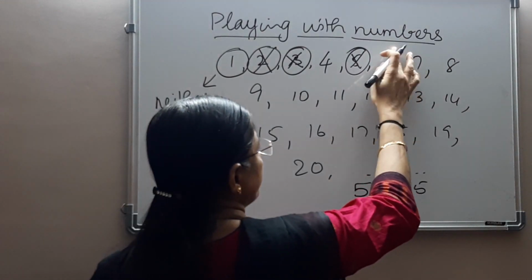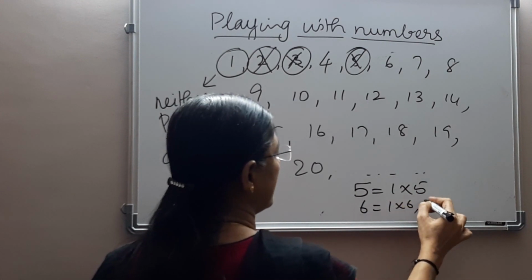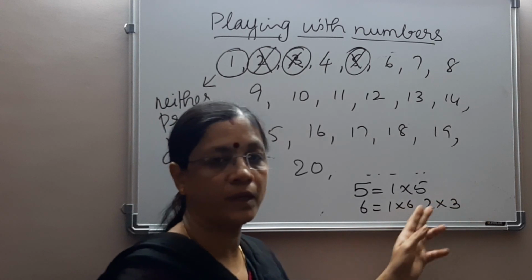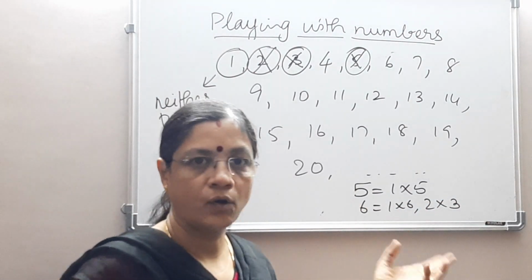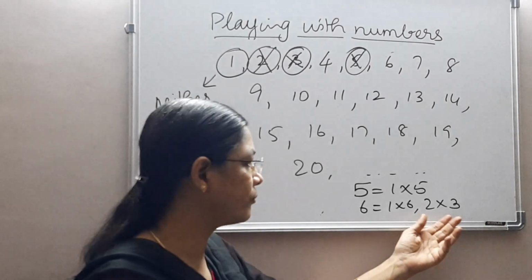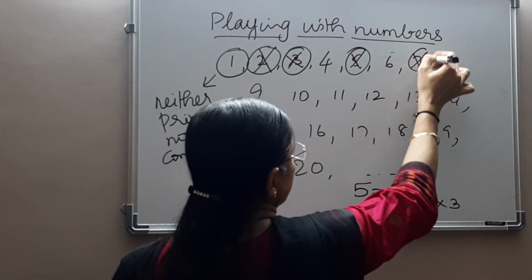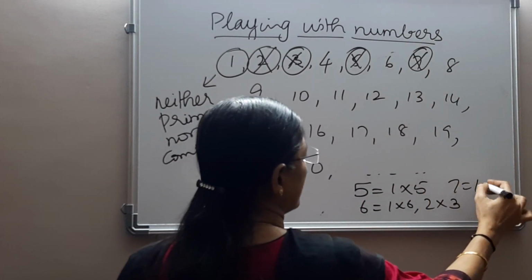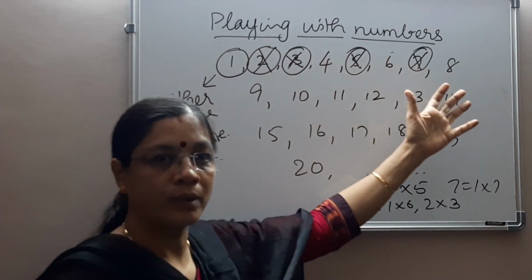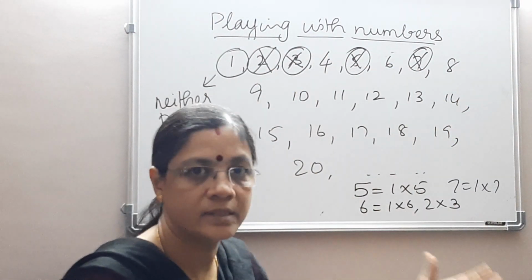Next is 6. 6 is 1 into 6 and 2 into 3. So it has factors 1, 2, 3 and 6. So it cannot be said that the factors are only 1 and itself, isn't it? It has other factors too, like 2 and 3. And the next one is 7. We see 7 is 1 into 7, so 1 and itself. So we see such numbers whose factors are none other than 1 and itself.